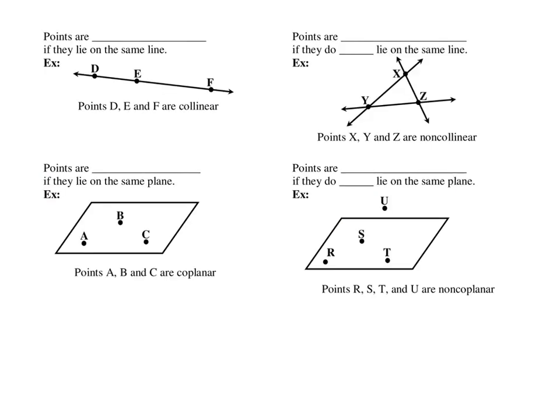Alright, points are collinear if they lie on the same line. So D, E, and F lie on the same line, they're collinear. Points are non-collinear if they do not lie on the same line. So there's one line that runs through Y and X, there's one line that runs through X and Z, and there's one line that runs through Y and Z, but there's not one line that runs through all of them.